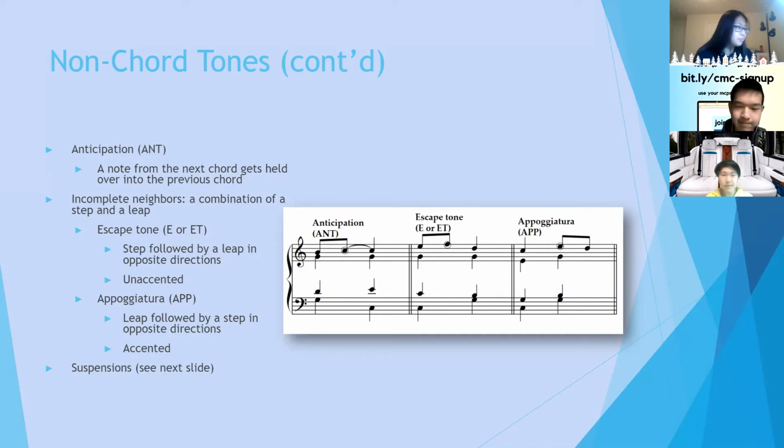So now we're going to be talking about non-chord tones, and we're going to continue on to anticipation, escape tones, and we're also going to talk about appoggiatura, which is my favorite. So an anticipation is a note from the next chord that gets held over into the previous chord. And I would say that's the best definition of it. That can be shown in example 1, where you can see the anticipation of the C.